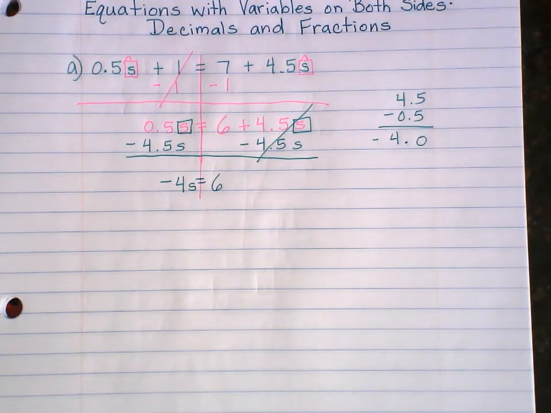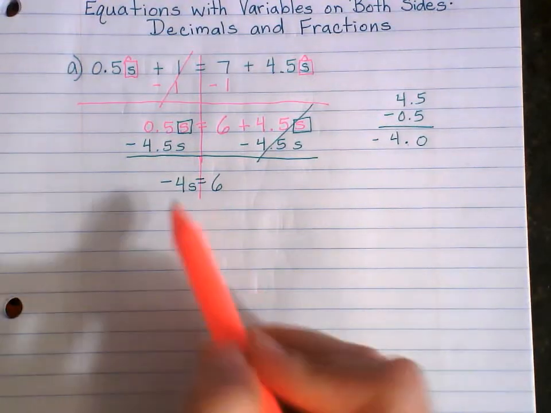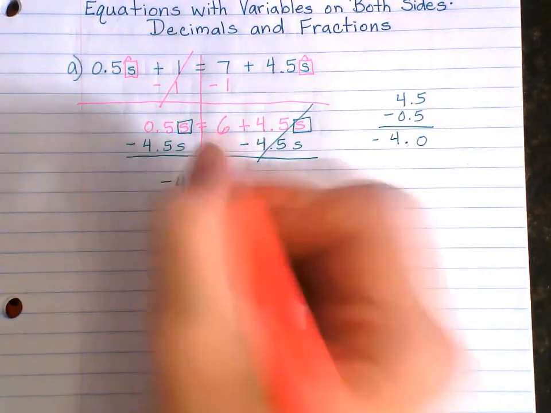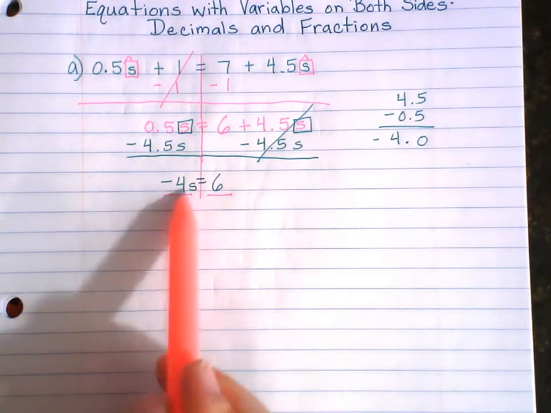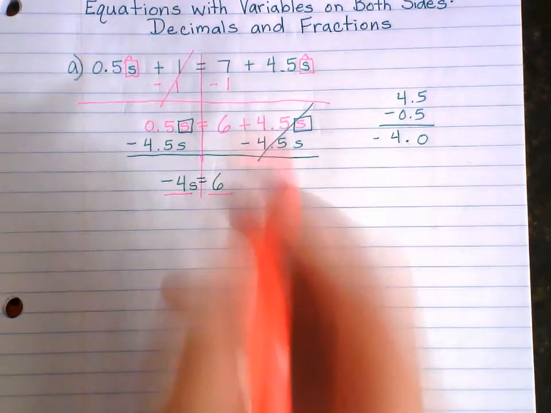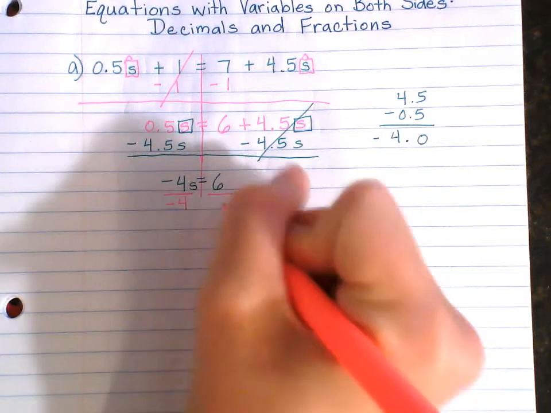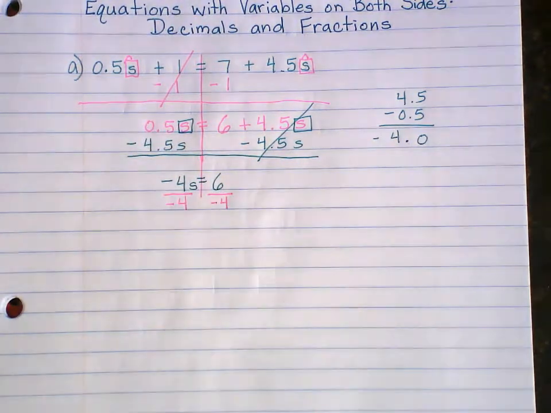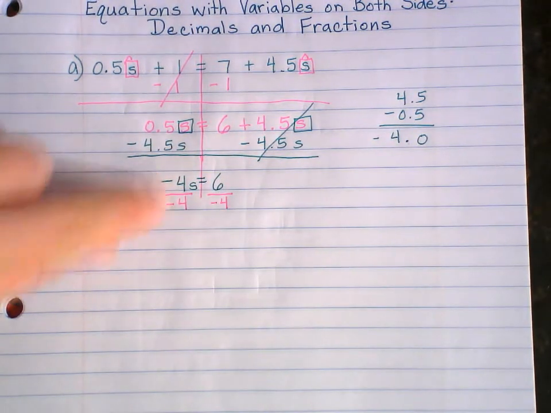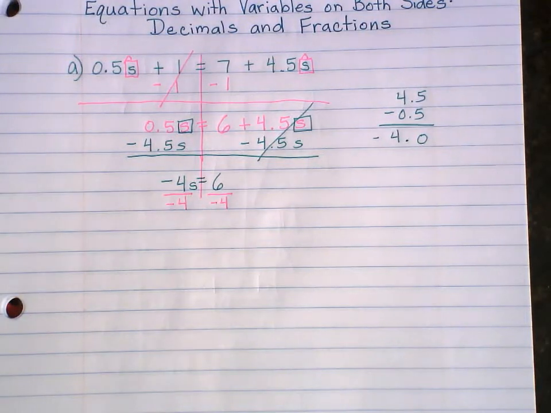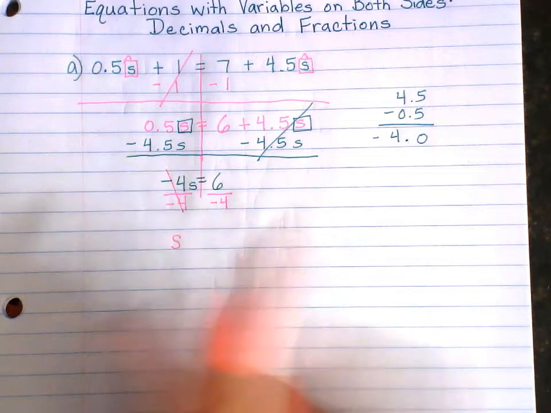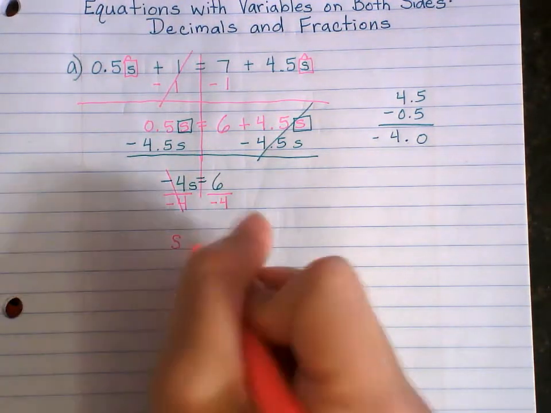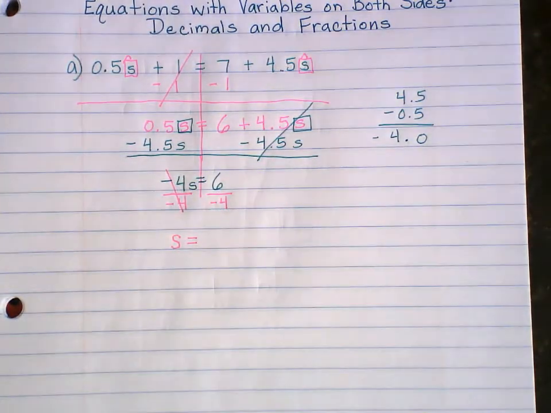How are we going to get that s by itself? Well, they're multiplying, they're touching, they're married, so we have to divide both sides. You always divide by the coefficient. So divide by negative 4. Divide by negative 4. Negative 4 divided by negative 4 is 1. So it's 1s. We're lazy, we don't write the 1 out front. We just write s. Bring down the equal sign.